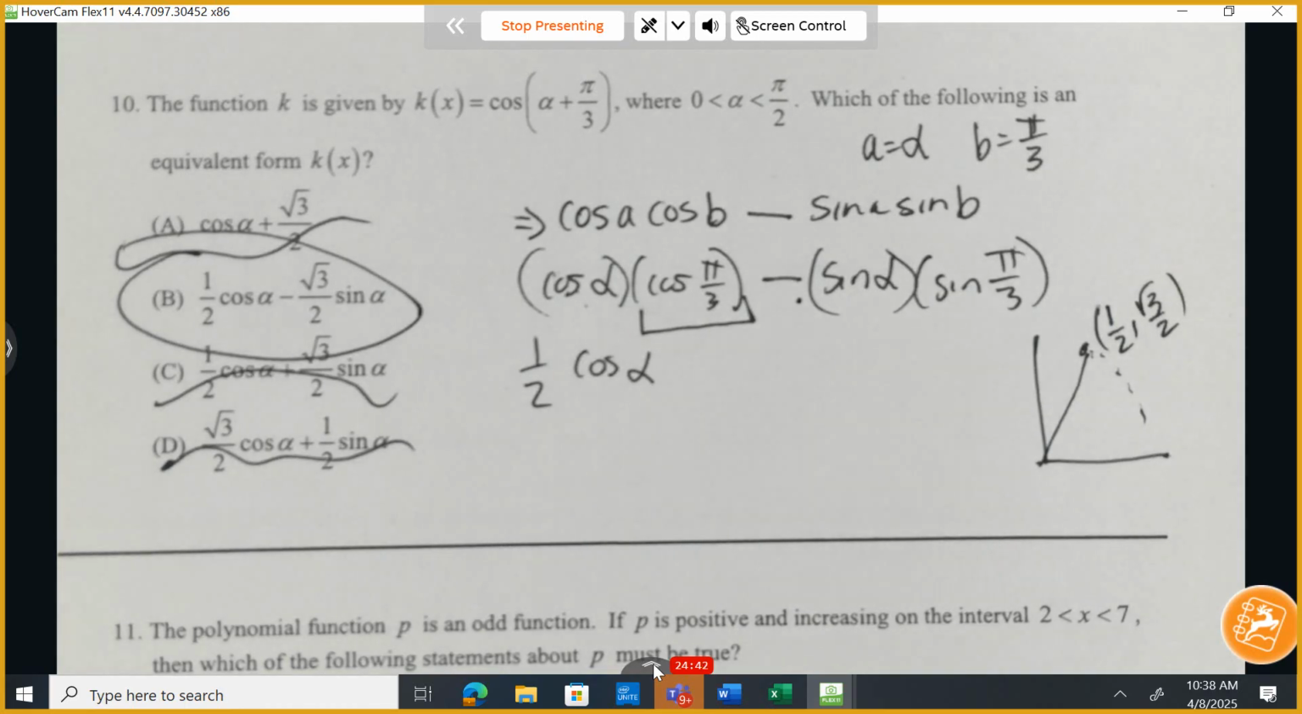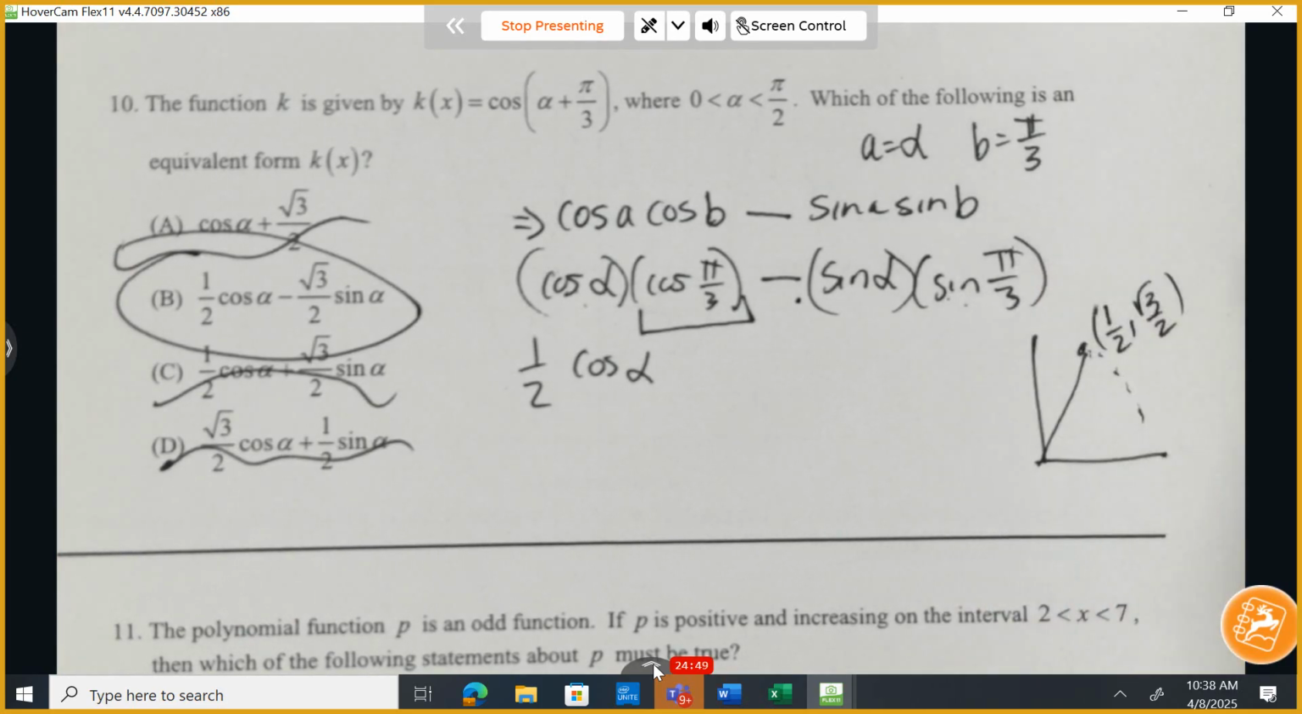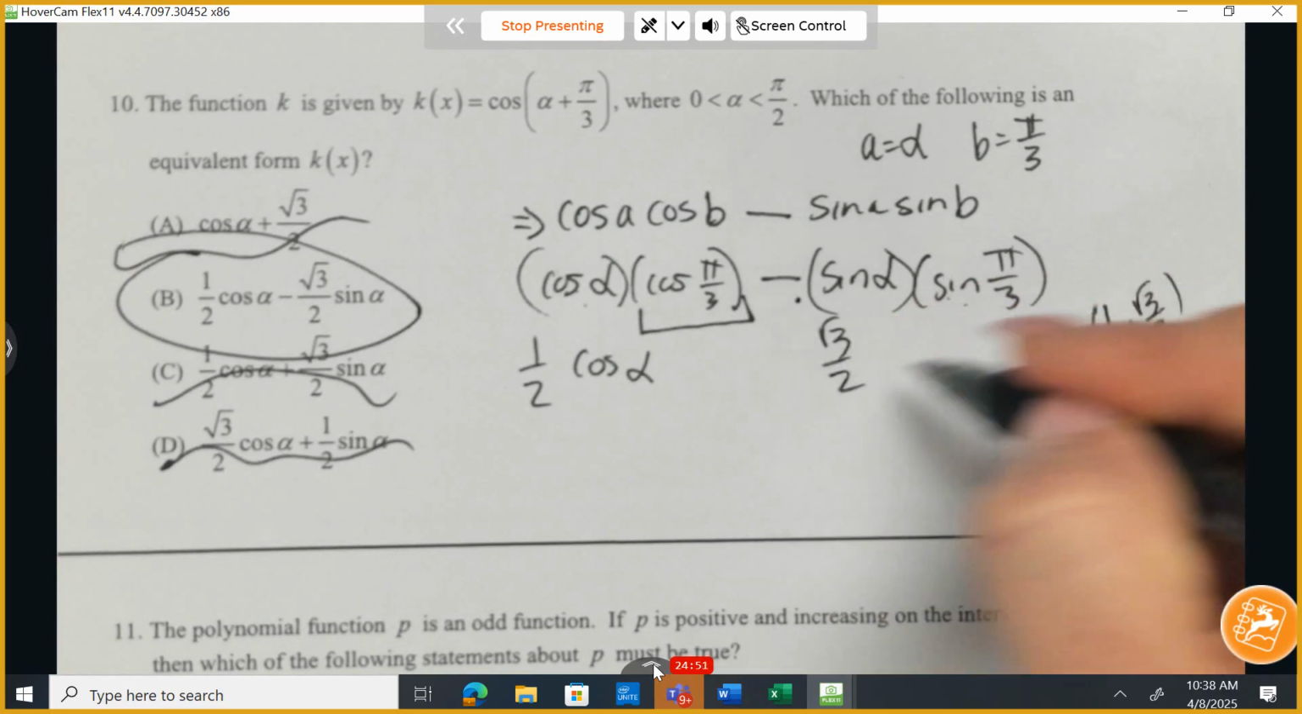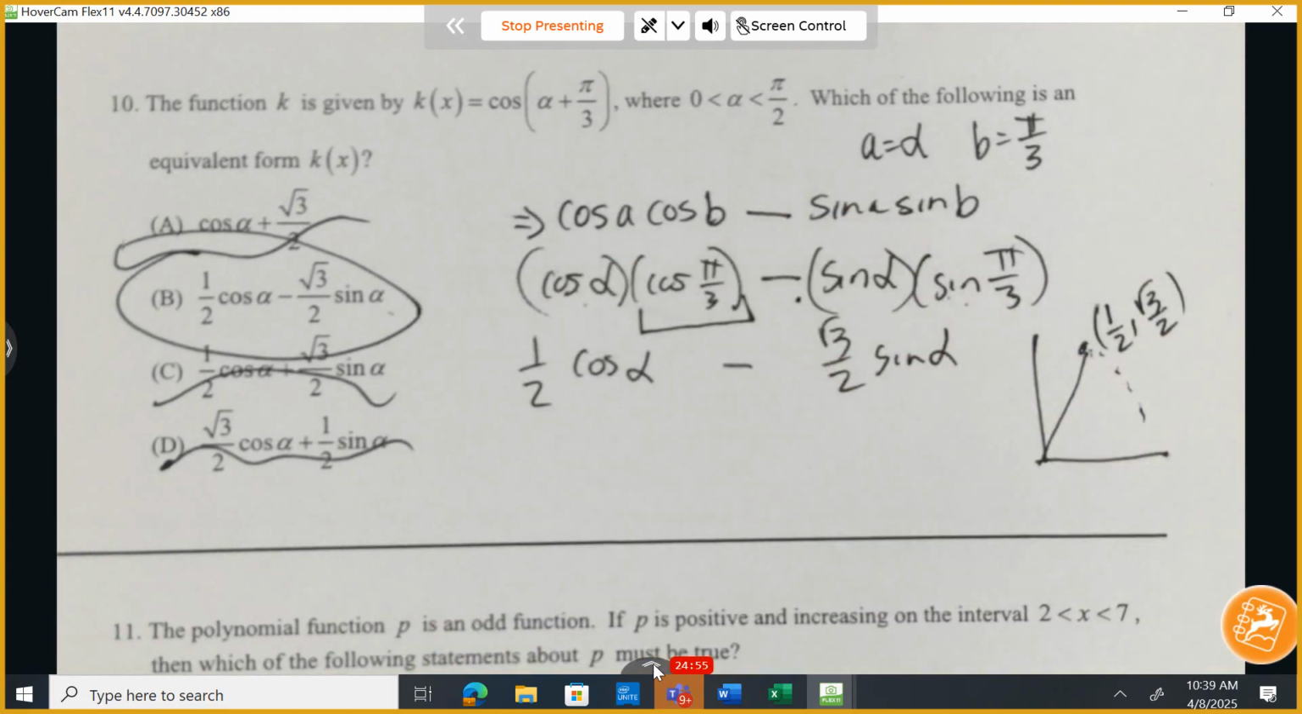But let's just say on a test they happen to have a few more options that were pretty close. You come up here and you'd say, okay, the sine of pi over 3, well, the sine of pi over 3 is square root of 3 over 2. And you can see this is how you're able to achieve the correct answer.